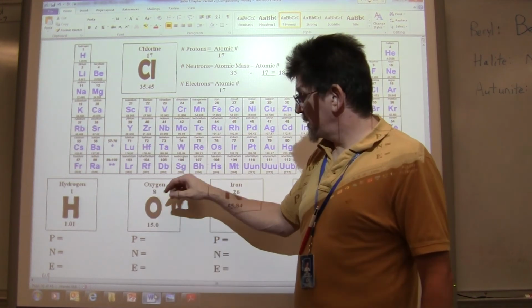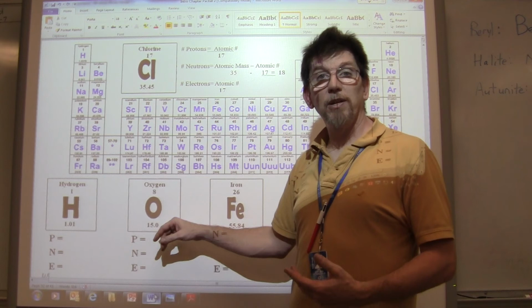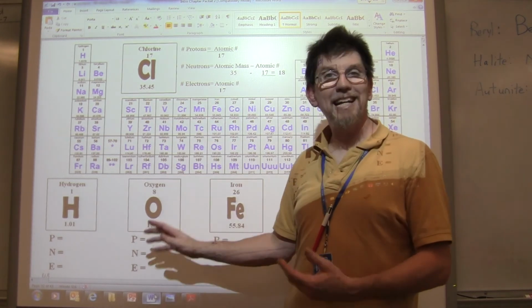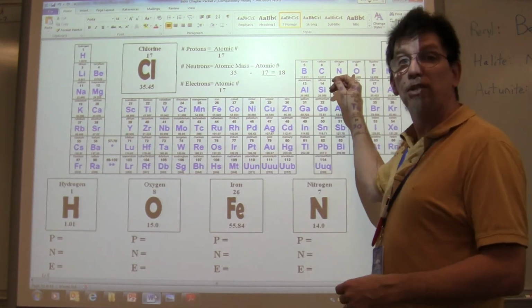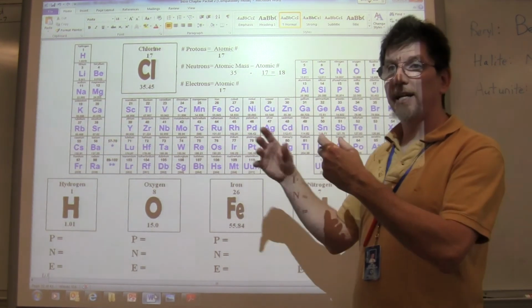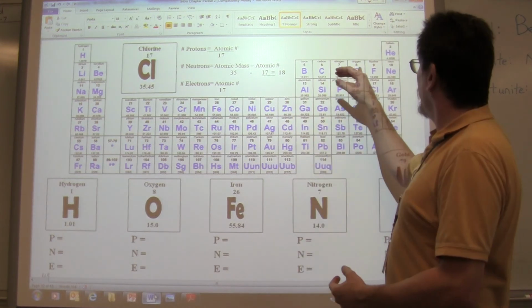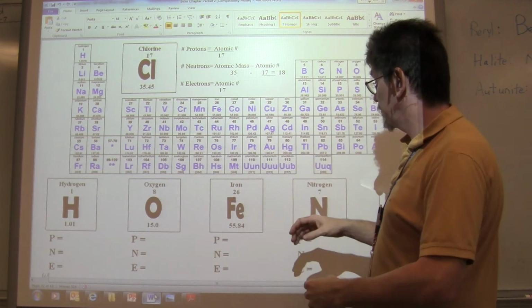Oxygen. Atomic number is 8, so protons and electrons equal 8. Atomic mass of this one is 15. 15 minus 8 is 7. There's 7 neutrons in this form of oxygen. Most oxygen have an atomic mass of 16. So 16 minus 8 equals 8. So most oxygen has 8 protons and 8 neutrons as well.